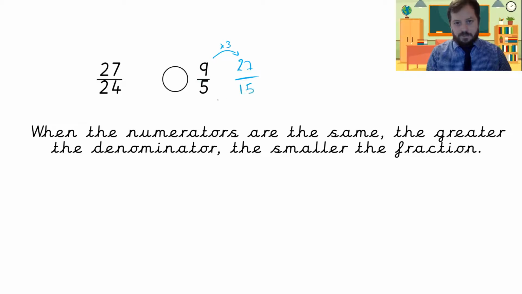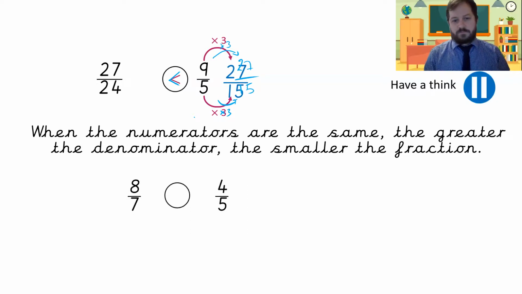which is 15. Now we can compare the denominators because the numerators are the same, both 27. Remember, it's the opposite way round. So the smaller the denominator, the larger the fraction. So in this case, we're looking at 9/5 being larger. Like that.